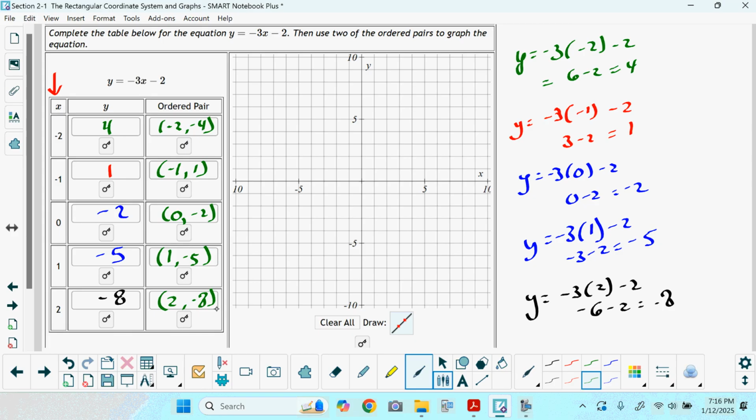Then you're going to use 2 of the ordered pairs to graph the equation. We're only going to use 2. So let's do 0, -2. That's here. And so we'll click this little button. It only takes 2 points, so we'll click there, and then we'll go -1, 1. We'll use that. And then if we click this button and select this one, and then click up here, it will form a line. So that's what that problem's asking.